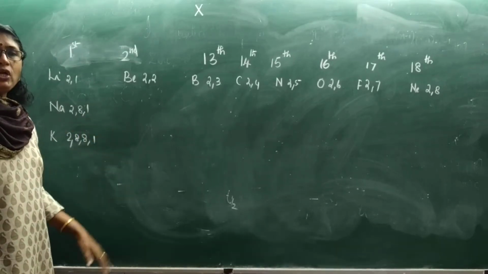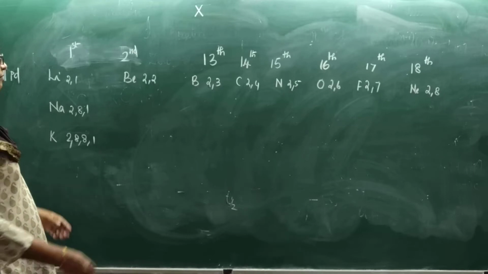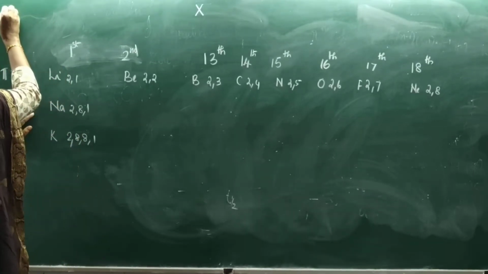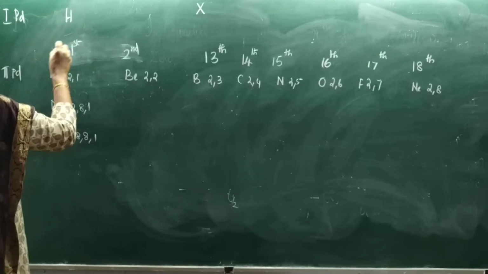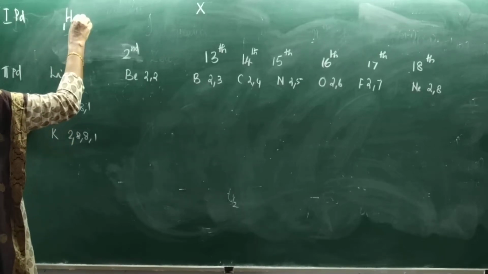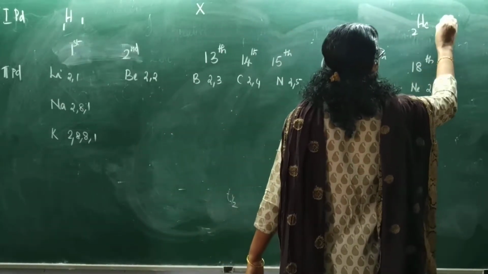Now the modern periodic table is based on electronic configuration. See, I have written the first period. Which are the first period elements? Hydrogen. Hydrogen with atomic number 1, configuration 1. Then helium with atomic number 2 and configuration 2.